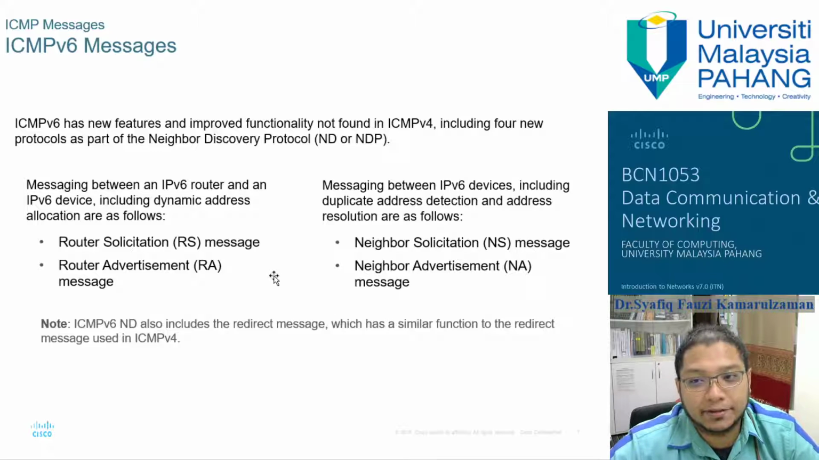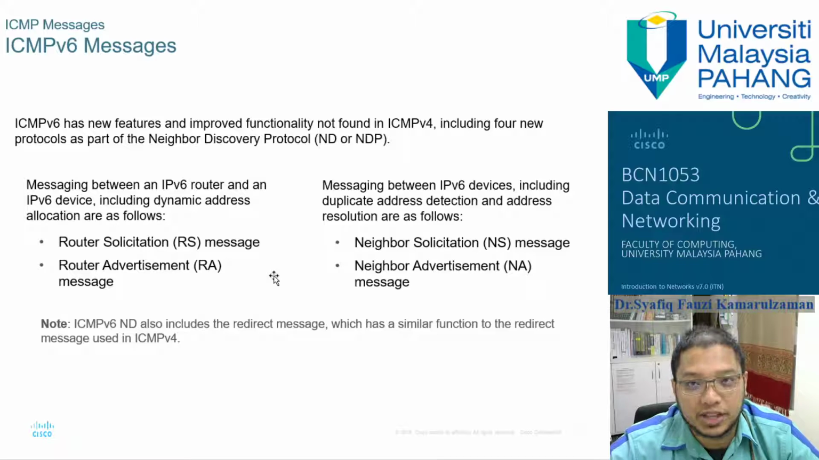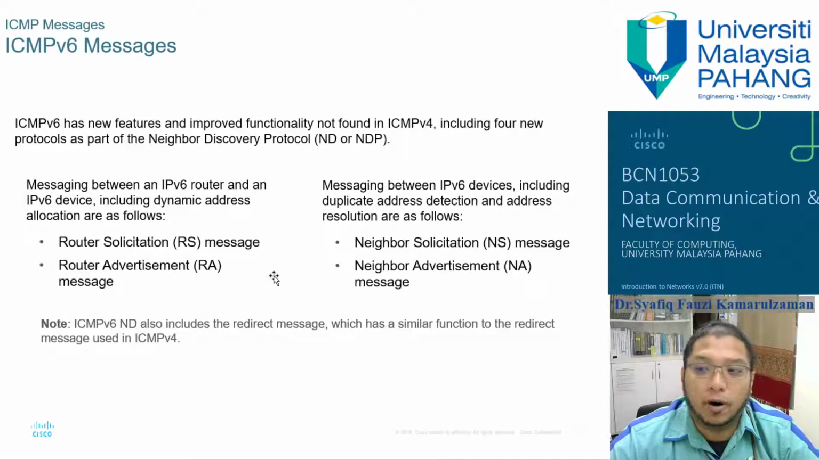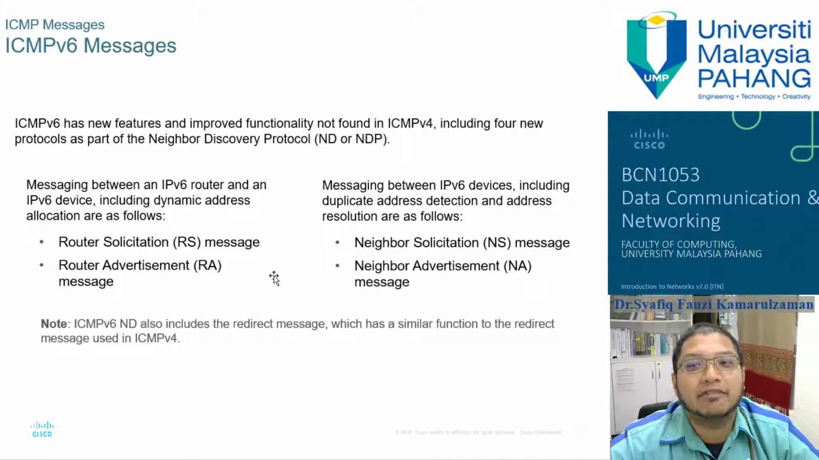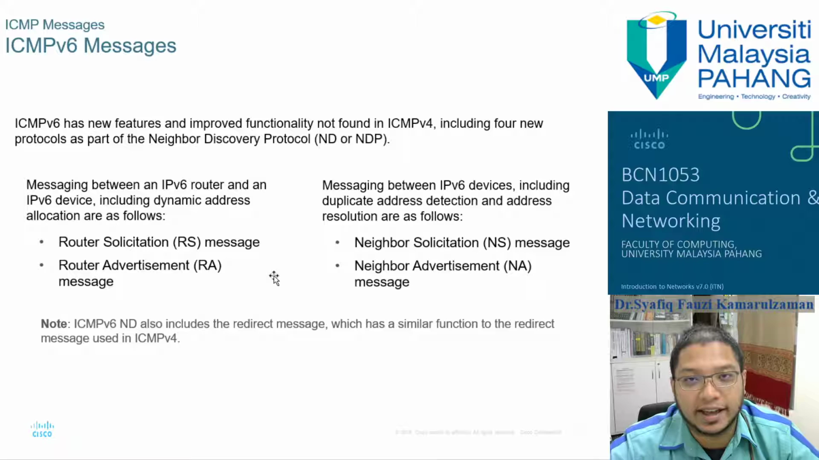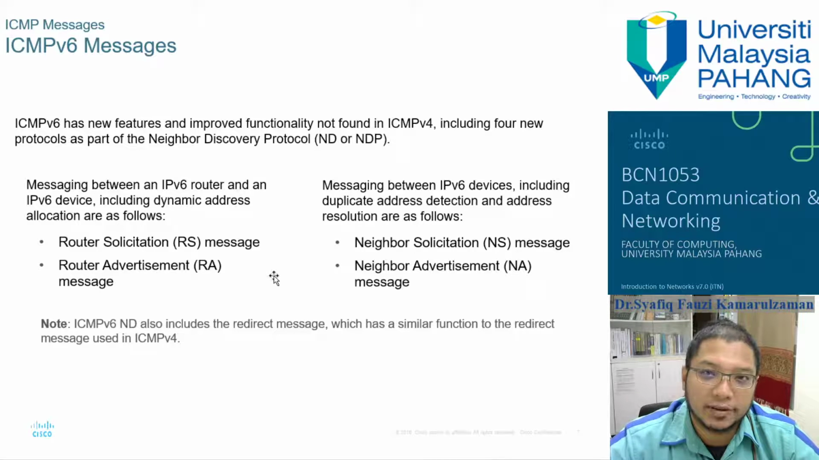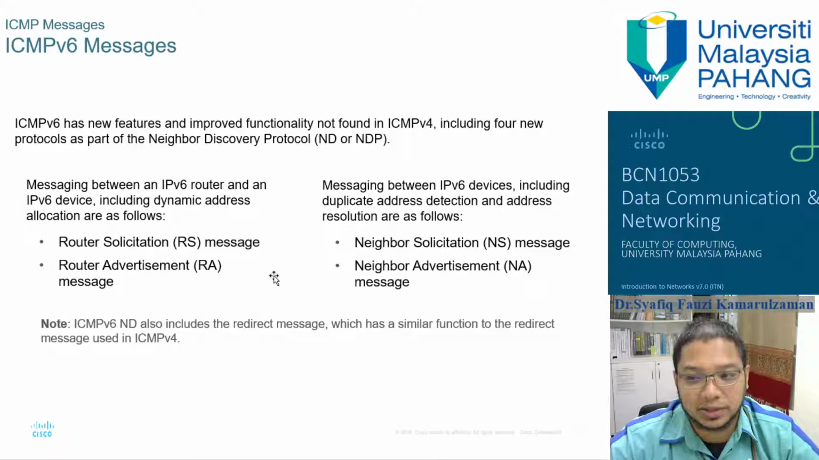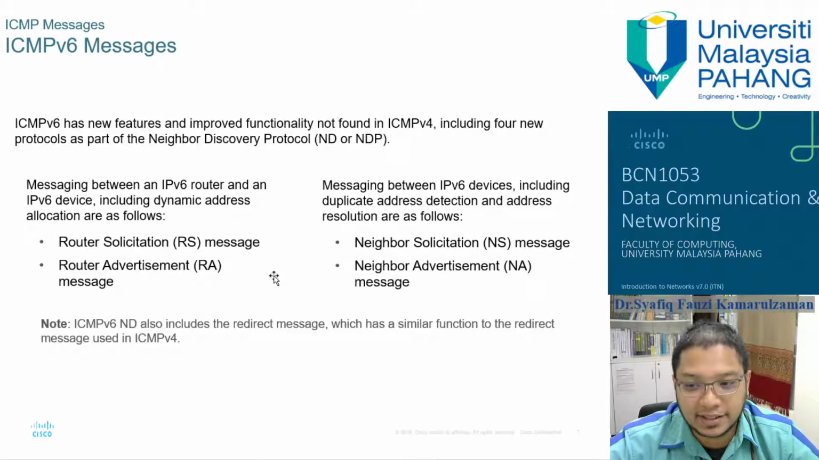So for ICMPv6 messages, ICMPv6 has new features and improved functionality that is not found in normal ICMPv4. This includes 4 new protocols as part of the Neighbor Discovery Protocol, usually called ND or NDP. Messaging between an IPv6 router and an IPv6 device includes dynamic address allocation, which is the router solicitation message and the router advertisement message, RS and RA.